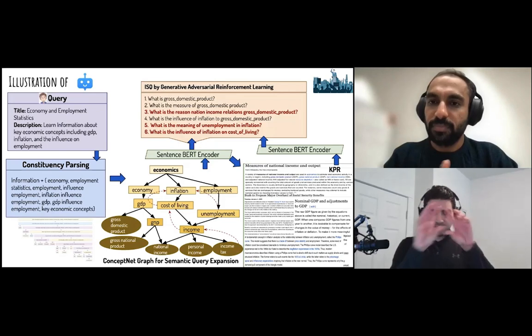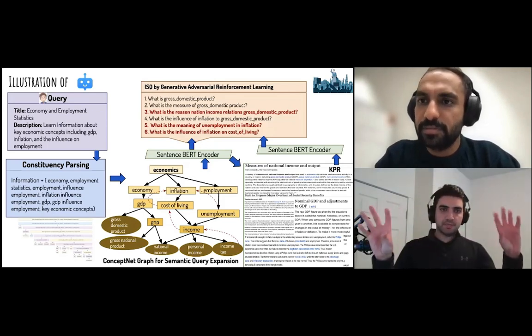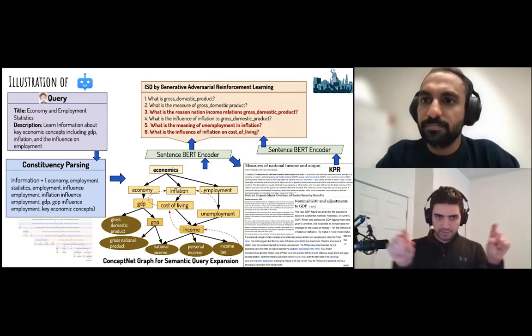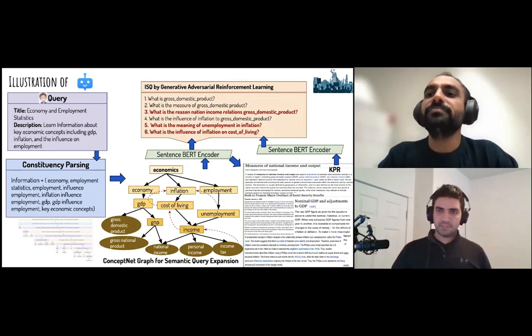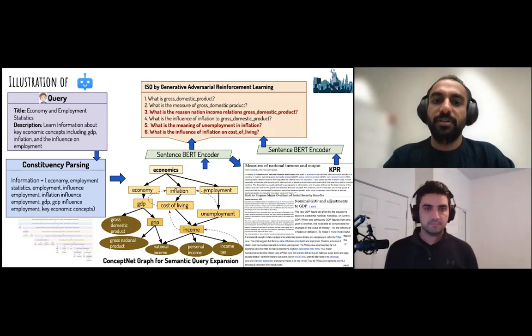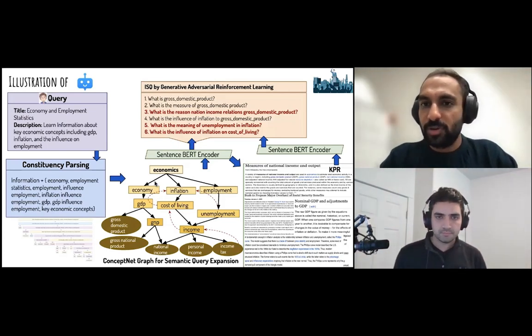So the entities that were extracted from the queries are the top 3 there: economy, inflation, and employment, right? Yes. And then you get the rest from ConceptNet. Okay. Yes, I was able to see that.